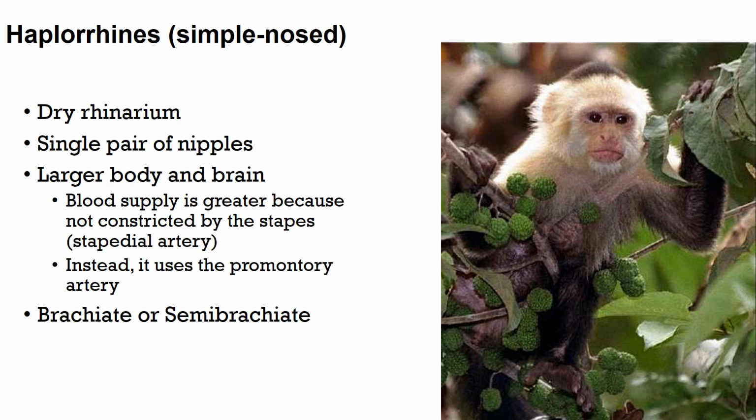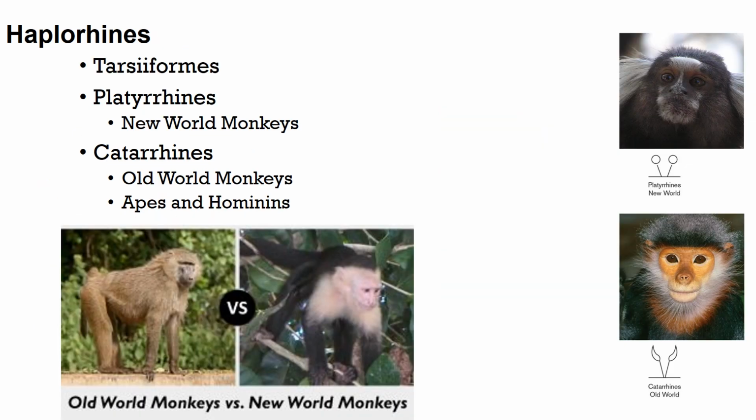They're also larger in body and brain. So these individuals are able to have much larger brain capacity. You don't have to know this, but we think it's because the blood supply is greater, because there is a shift in how blood is being supplied to the brain that enables haplorhines to have larger brains. And they consequently also have much larger bodies on average. And haplorhines move around by brachiating or semi-brachiating. That means that they can swing in the trees using their arms or also their tails.